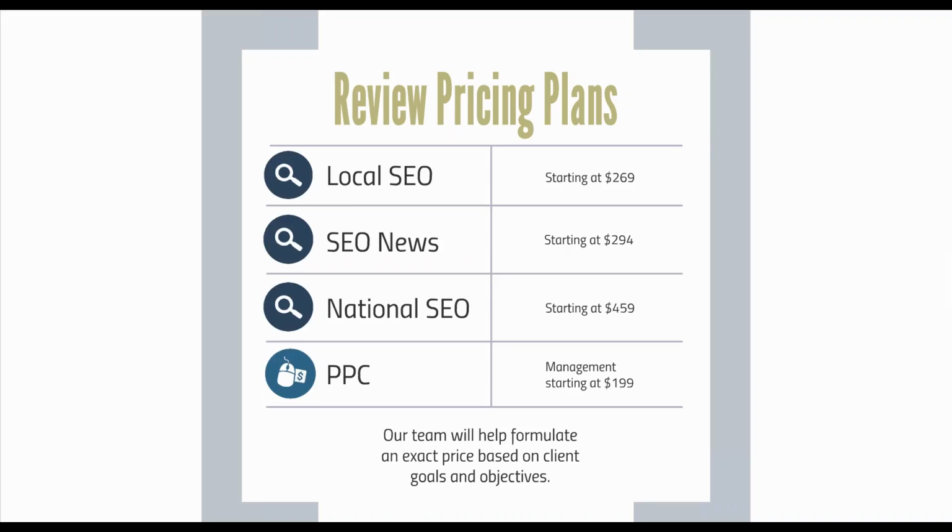The national SEO plans start at $459, and then pay-per-click starts at $199, and that's for the management fee. Then obviously the client would pay for the media. We typically get them to put their credit card in on Google. All of this is white labeled.